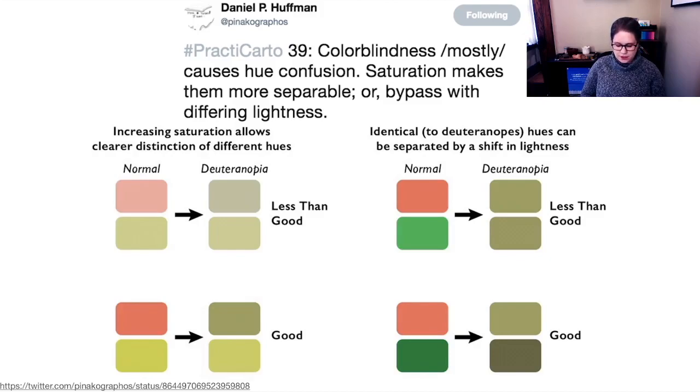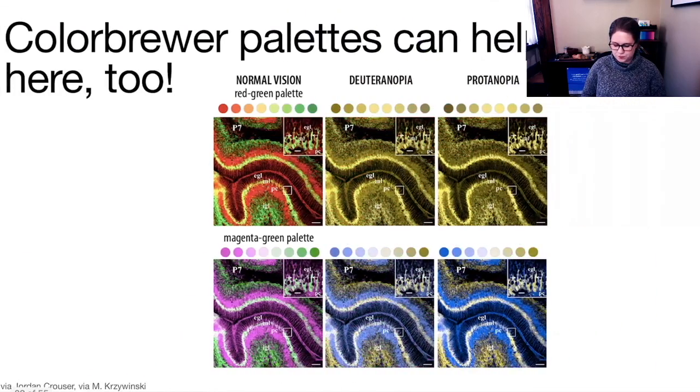And then if you have hues that are hard to separate, like these two, these are very hard to distinguish if you're colorblind, but you could shift the hues to make them more distinguishable by colorblind people. There are Colorbrewer palettes that help here. So we've got the red-green palette and how this would look with different forms of color blindness. A better diverging palette would be the magenta-green palette, very distinguishable for people who are not colorblind, but also still distinguishable for the common types of color blindness.